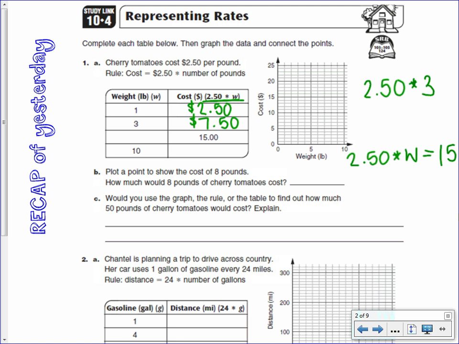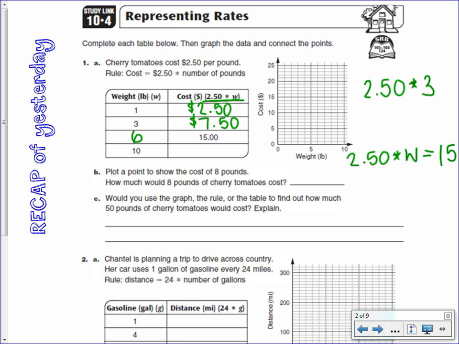You could have done 3 times 7.50, or you could do the $5 times 3. Or some of you recognized that 7.50 times 2 is 15. If you multiply this by 2, what do you need to multiply this by? 2. 3 times 2 is 6. So you could get 6 pounds of cherry tomatoes for $15.